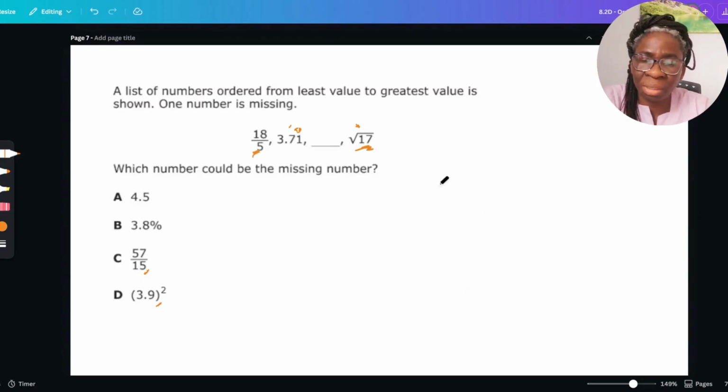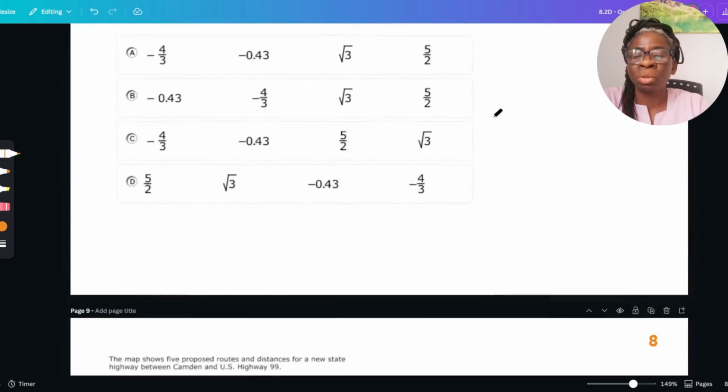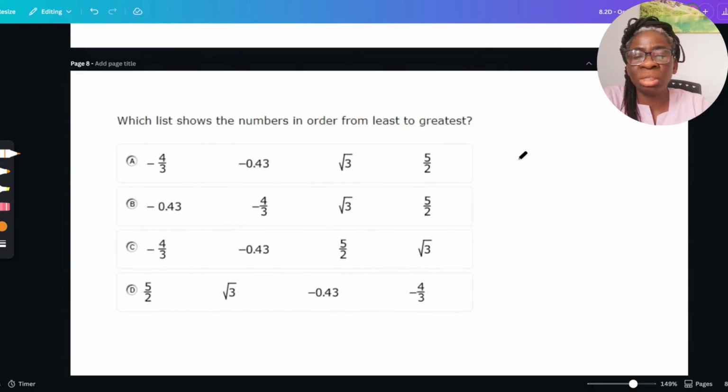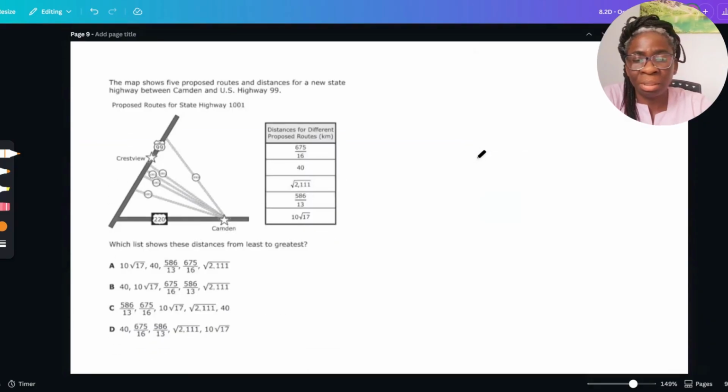So first change everything to decimal for it to be easier for you to find the answer. So now, which list shows the numbers in order from least to greatest? Change everything to decimal and arrange them.